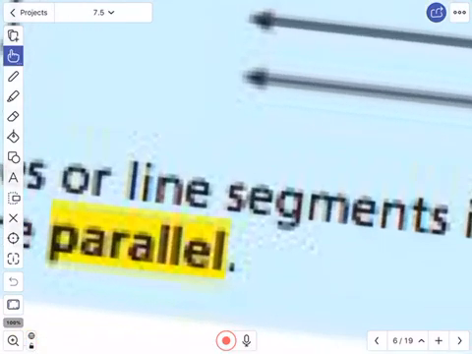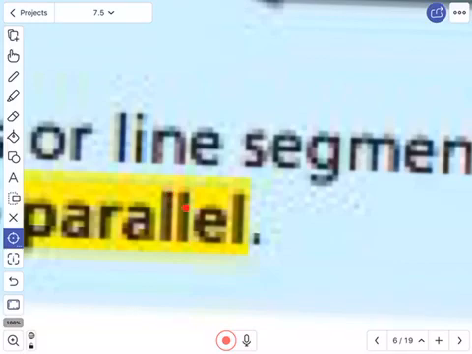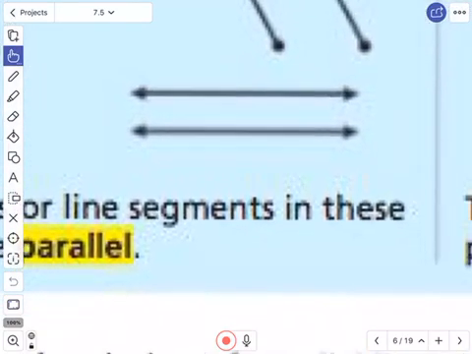And if you remember that trick I talked about in class, the word parallel has two L's right next to each other. That gives you that hint: oh yeah, those are parallel. That's what a parallel line means.